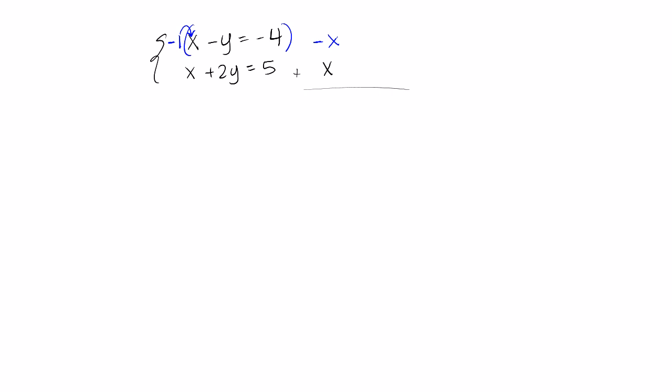But I can't just multiply the x by the -1. I've got to distribute that through. So this will make plus y. And then I also have to distribute it to the constant. So it's equal now to a +4, right? Multiply everything by the -1. Then my second equation would stay the same.